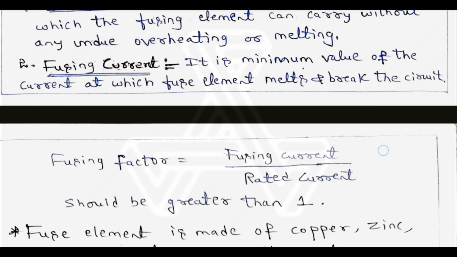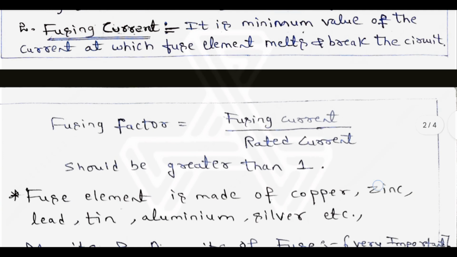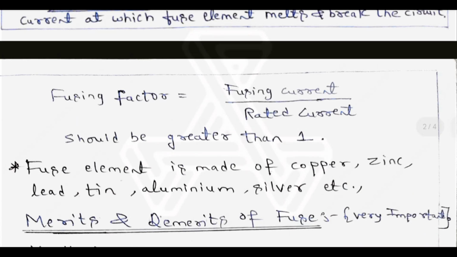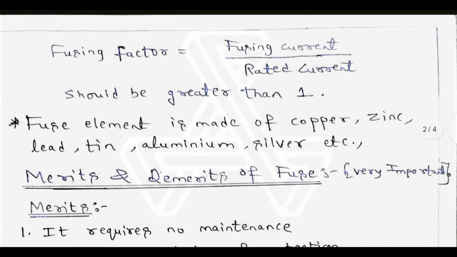Fusing factor, fusing current by rated current, should be greater than 1. Fuse element is made up of copper, zinc, lead, tin, aluminium, silver, etc.